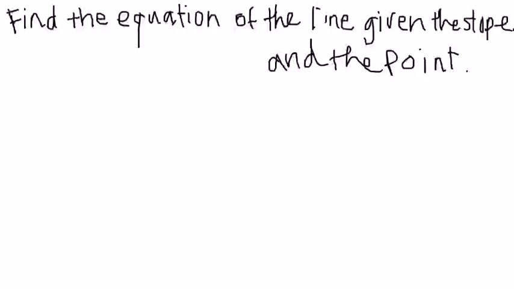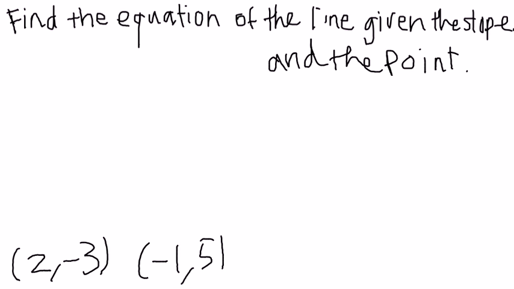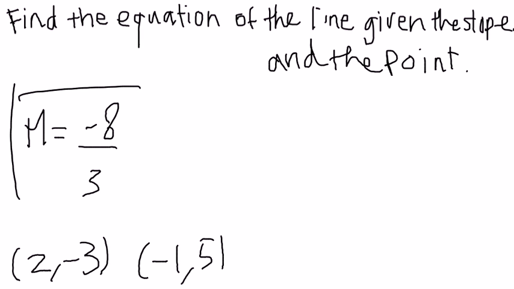So now we're going to look at how to find the equation of the line given the slope and the point. In the previous video, we found the slope using the slope formula and given the 2 points. The 2 points were (2, -3) and (-1, 5). And we used the m equals y1 minus y2 over x1 minus x2 formula to find the slope, which was negative 8 over 3. So here's our slope right here, and it says given the point.